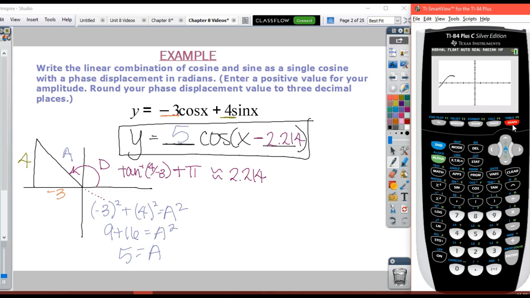So you can see here's our original when we added the cosine and sine together. And now here you can see the pink graph is going right on top of the black function, so we know that they're the same.